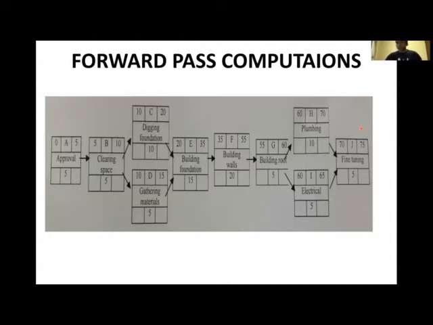All right. So this is the forward pass. You can go through it again, watch it over and over, try to master it. Very, very important.